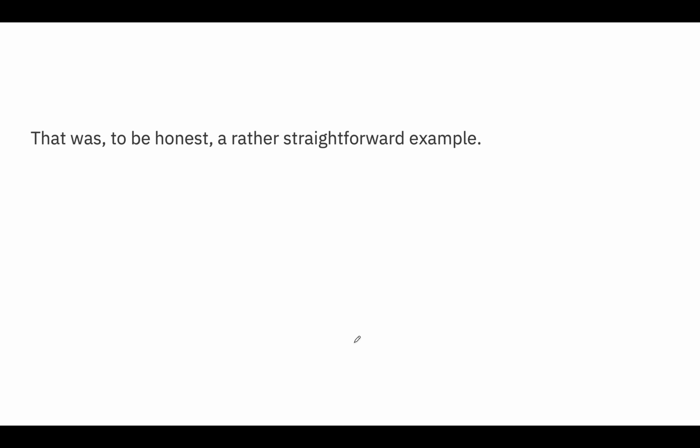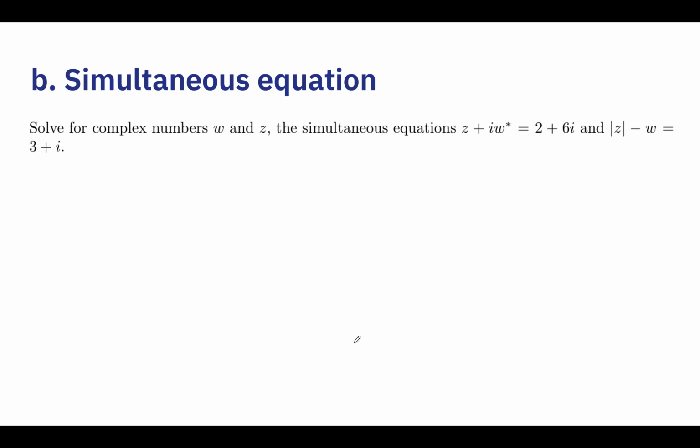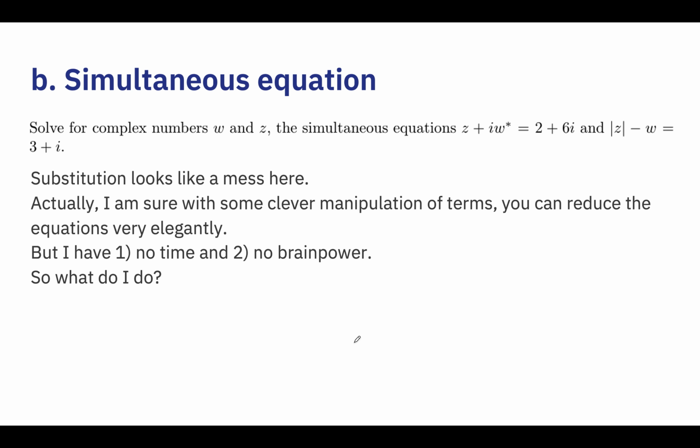As I said earlier, this is a rather straightforward example, and a complex number can have a conjugate and modulus, so they may like to test that in these simultaneous equations as well. Here we have another harder question that asks us to solve for complex numbers w and z. The simultaneous equations: z plus i multiplied by the conjugate of w equals 2 plus 6i, and the modulus of z minus w equals 3 plus i. Substitution looks like an absolute mess here because we have conjugates and moduluses. There are a lot of things to take care of.